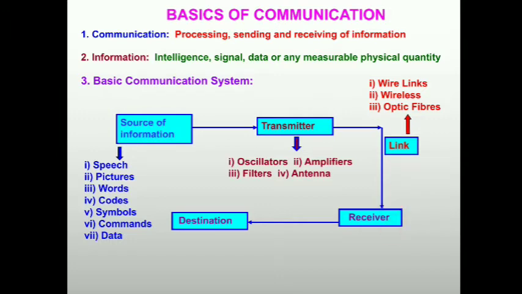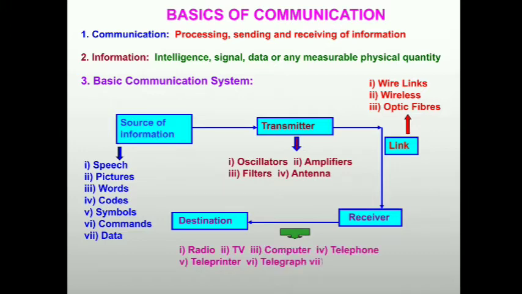Right. Now the receiver receives the signals and sends them to the user. What is that user or output? Radio or TV or computer or telephone, teleprinter, telegraph, fax, internet. So these are the outputs. So these are the basic communication things, right?